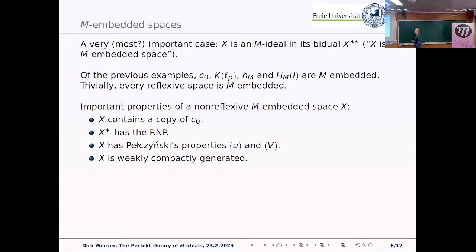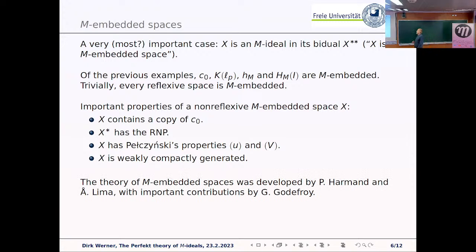Here is a list of some of these properties. First and foremost, they all contain copies of c0. The dual is separable when the space is separable. More generally, the dual has property (P). There are these Lipschitz properties. And when moving to non-separable spaces, it's a theorem of Gilles Godefroy and Marianne Fabian that these spaces are weakly compactly generated. As I said, these properties mostly come from work by Peter Hamann together with Oswald Niemann, and also work by Gilles Godefroy in the 80s and 90s.